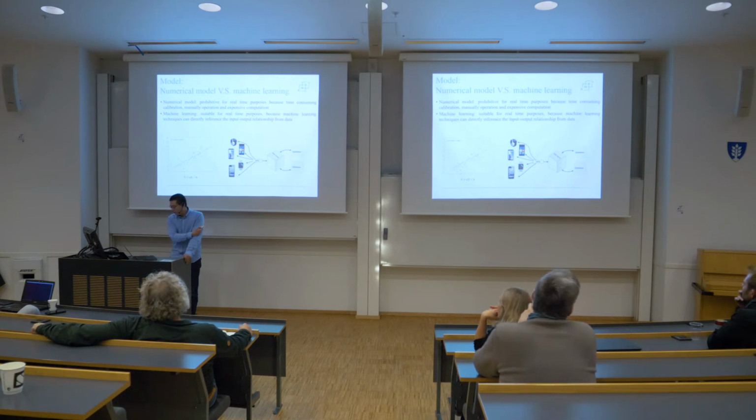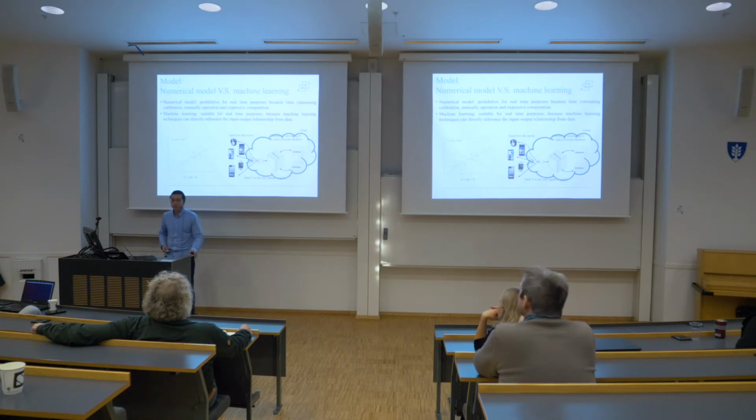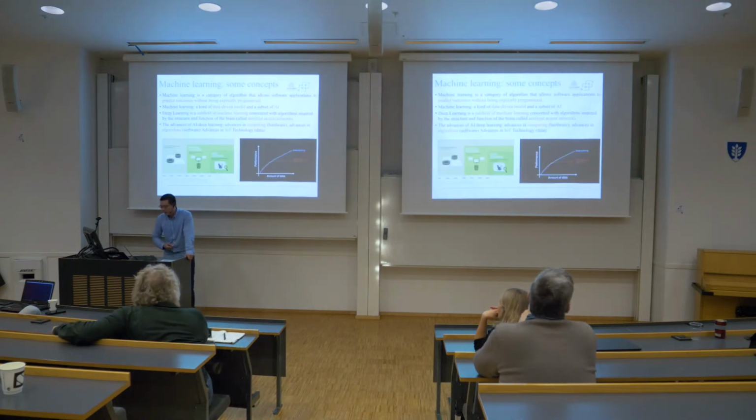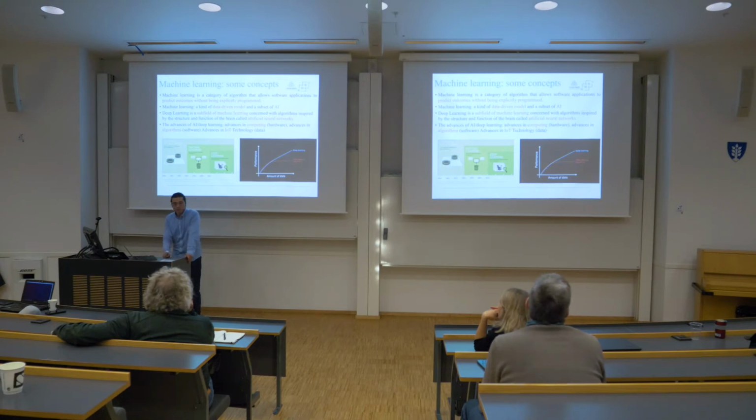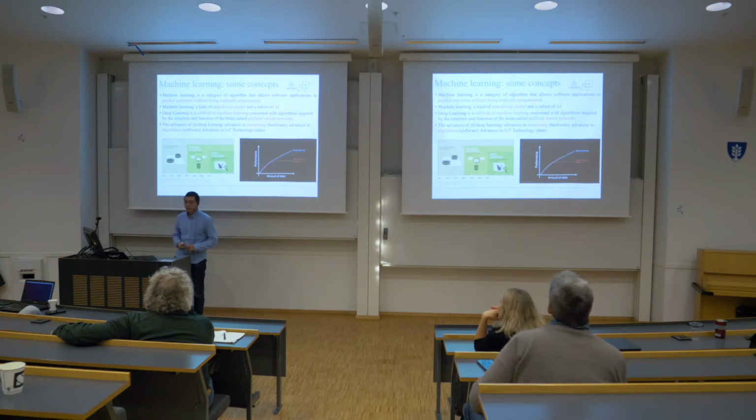And another advantage of machine learning model is we can deploy the machine learning models as very easy to use software, and we can put it on the cloud. So we have many web-based applications about machine learning. But for numerical models, mostly we have to use desktop-based software. So that's the advantage of machine learning. And machine learning is a category of algorithms that can predict the outcomes without being explicitly programmed. It's a kind of data-driven model and a subset of AI.